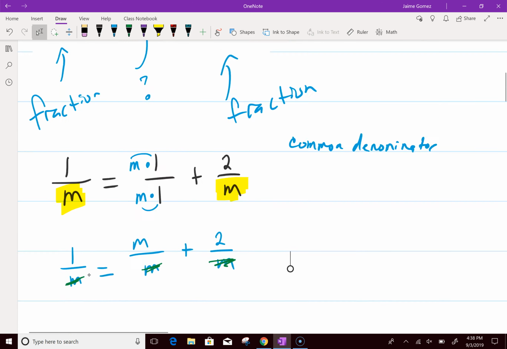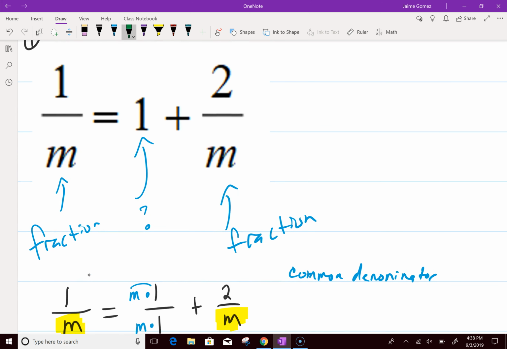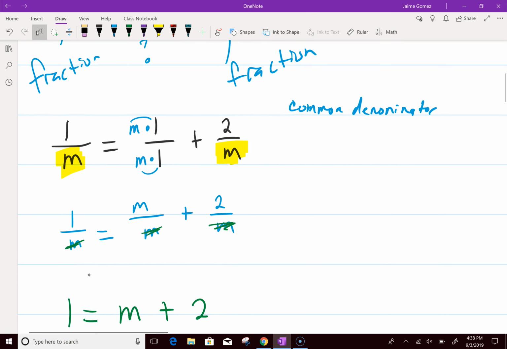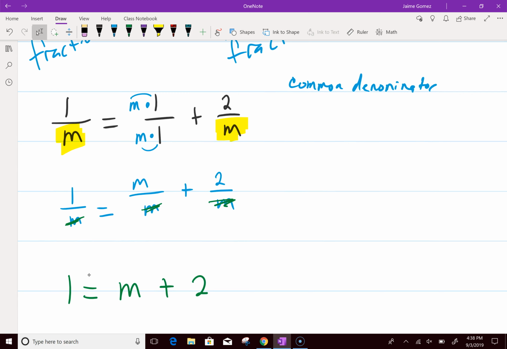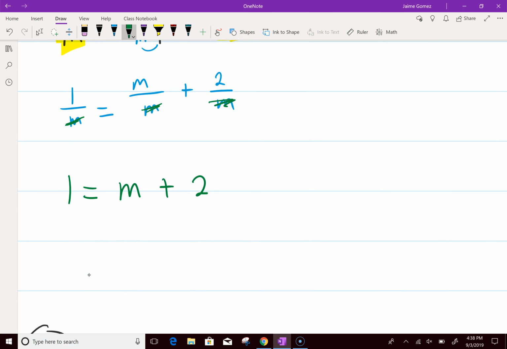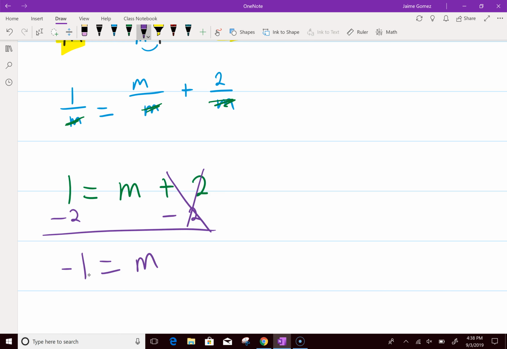Now let's retrace what happened here. First, I wanted all of them to be fractions, so I rewrote it and made the 1 a fraction. Then I wanted a common denominator, all the bottoms to be m, so I fixed the top. And then once all the bottoms were the same, I cancelled them out. So 1 equals m plus 2. I want numbers on one side, letters on the other. Right now my letters are on the right, so I'm going to subtract the 2. 1 minus 2 is negative 1. And there you go. m equals negative 1.